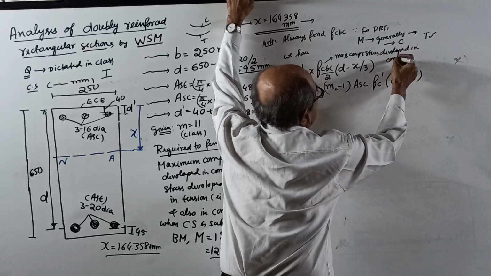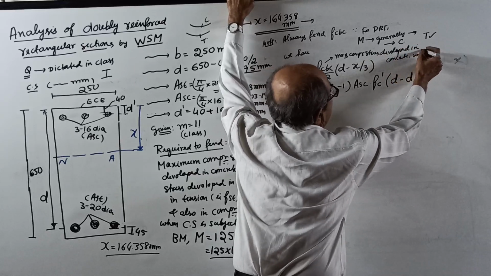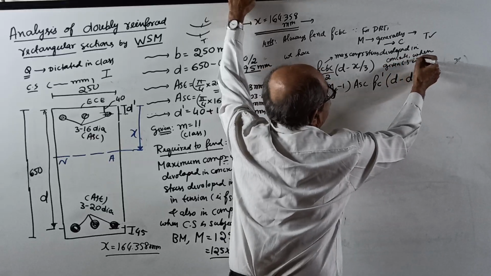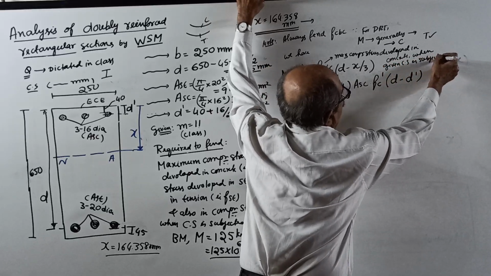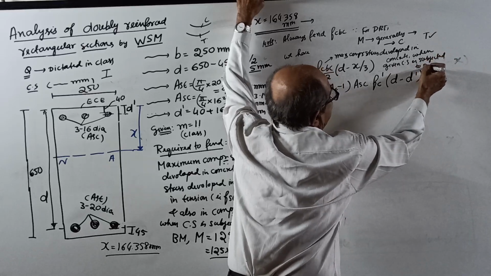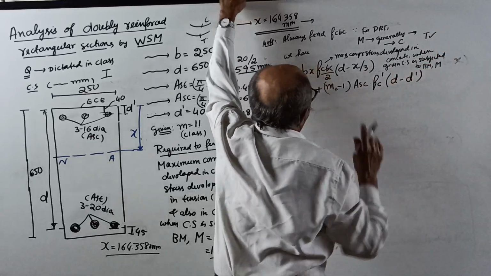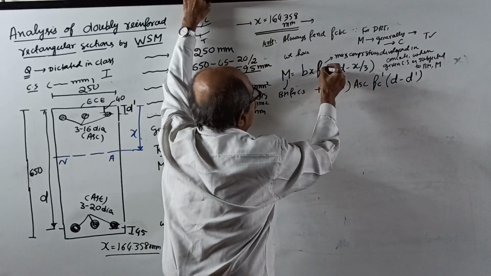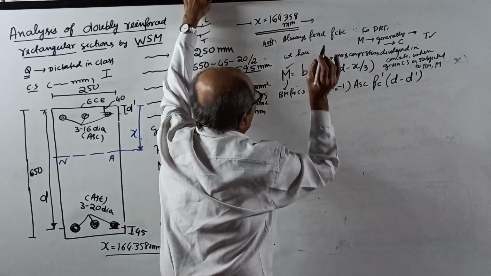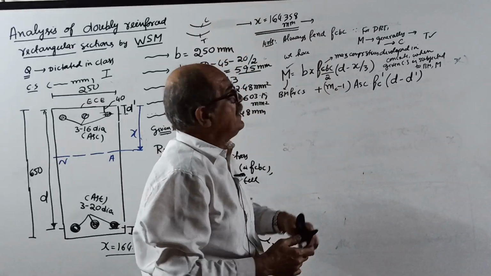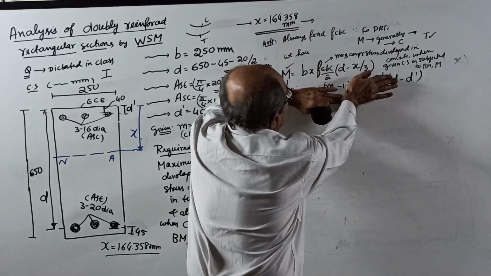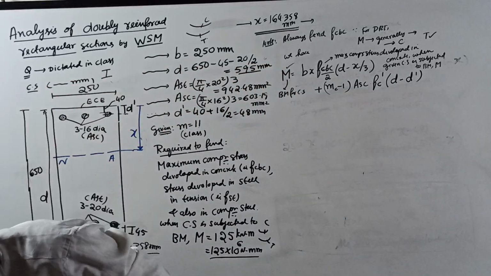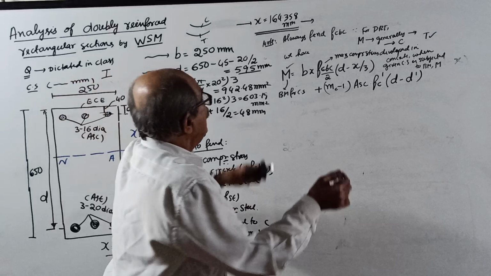Developed in concrete when the given cross section is subjected to bending moment M. Okay, this is all I told you. Now we want to find FCBC. We have to find this one. So M is known. There is one problem here. If it is a single reinforced section, substituting, you get the answer. But in a doubly reinforced section, the problem is that there is one more unknown, FC dash.